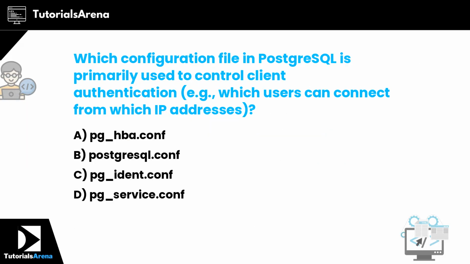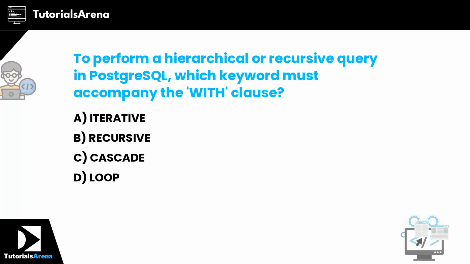Which configuration file in PostgreSQL is primarily used to control client authentication, e.g., which users can connect from which IP addresses? The correct answer is option A, pg_hba.conf. To perform a hierarchical or recursive query in PostgreSQL, which keyword must accompany the WITH clause?